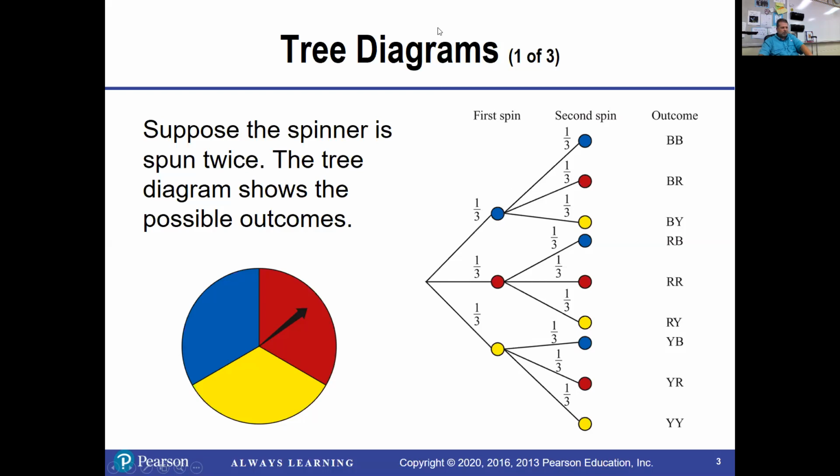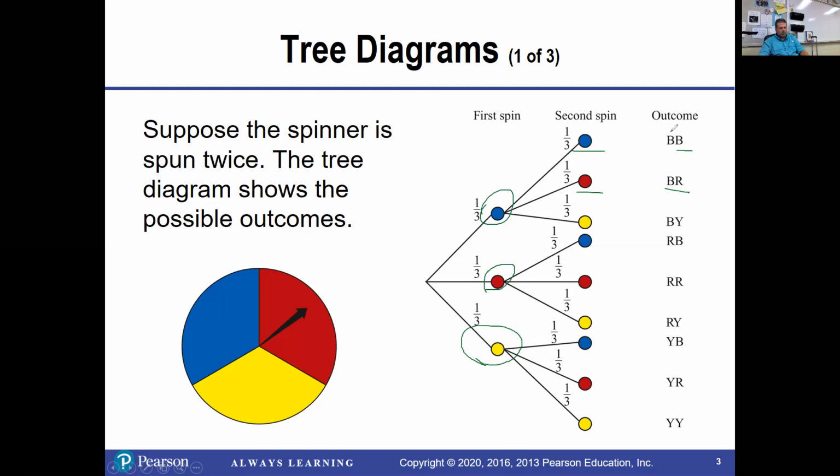We're either going to get a blue on the first spin, a red on the first spin, or a yellow. Then we spin it 1 more time. So if we got a blue, we could get another blue, so we get blue, blue. We get a red on the second one, so I get a blue, red, and so forth. And you see how it goes. Each time I spin, I've got a 1 in 3 shot.